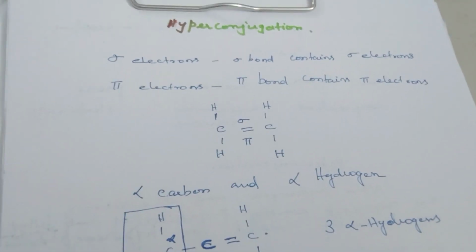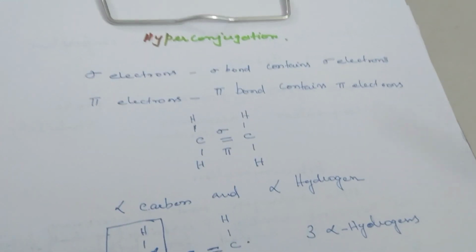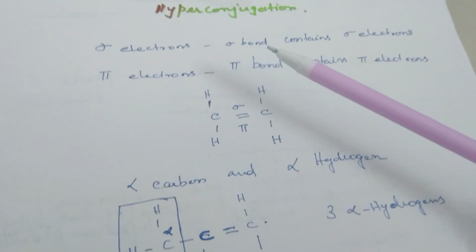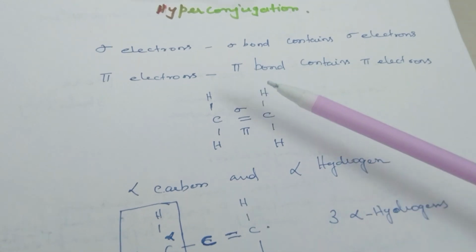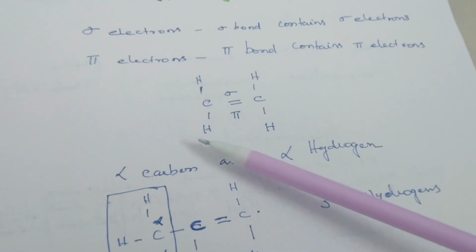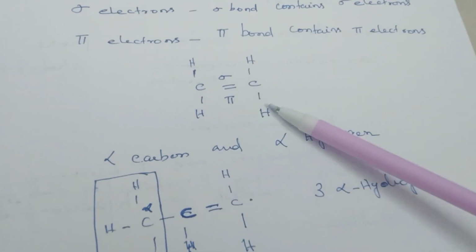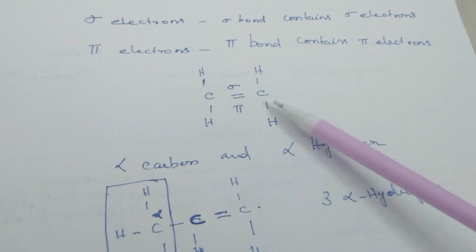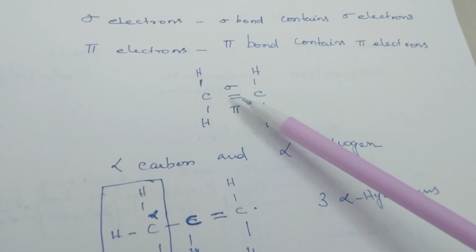Hi students, today let us see what is meant by hyperconjugation. Before you start this topic, you should have a clear idea about sigma electrons and pi electrons. What are sigma electrons? Let us take this example, CH2=CH2, that is ethene. Here, this one is a sigma bond, this one is a sigma bond, another sigma bond. Here one pi bond is present.